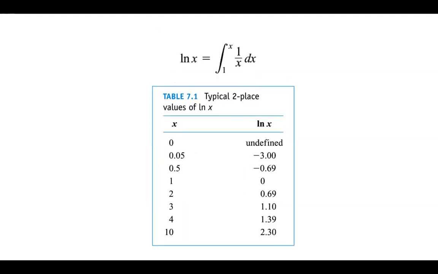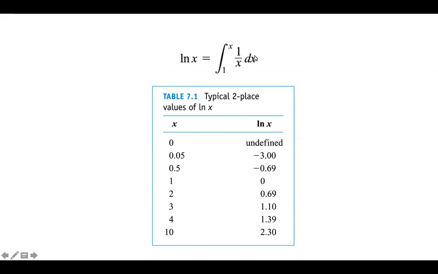All right, here are some typical two-place values of natural log of x. I'm not going to read all of these to you. A couple of highlights. Of course, the natural log of 1 is 0, again, because the integral from 1 to 1 is 0. Natural log of 0 is undefined.